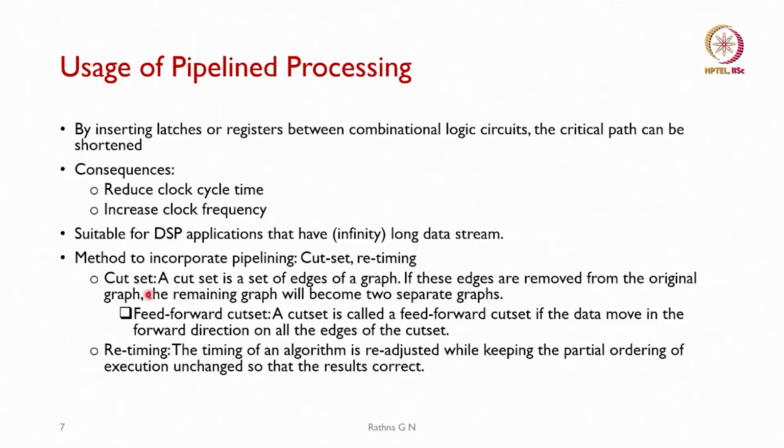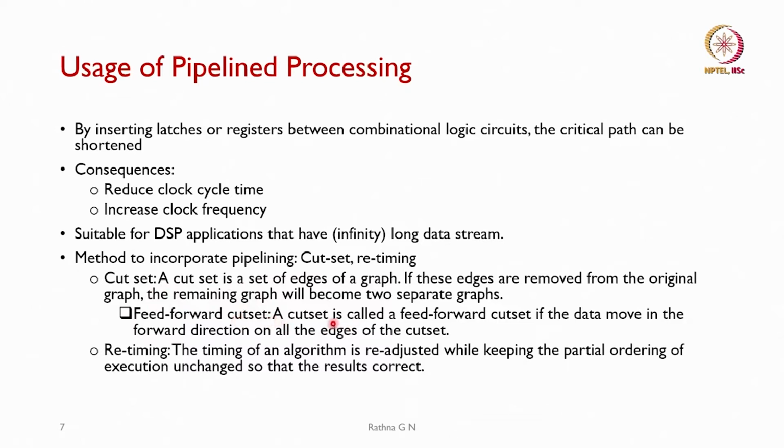We define the cut set as a set of edges of a graph. If these edges are removed from the original graph, the remaining graph will become 2 separate graphs. That is, there is no dependence between the 2 graphs; they have to become independent, then only we call that a cut set.